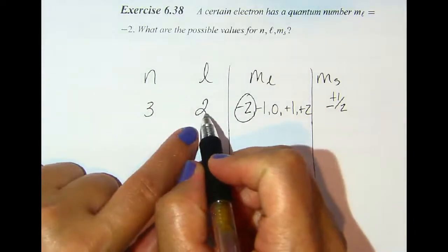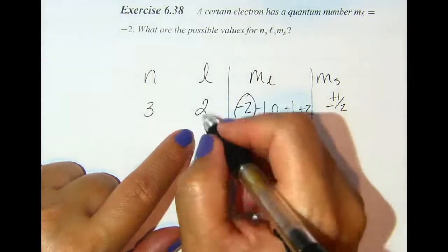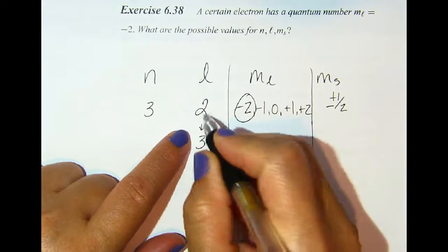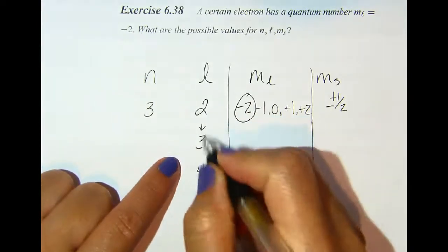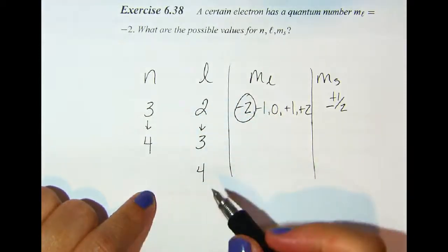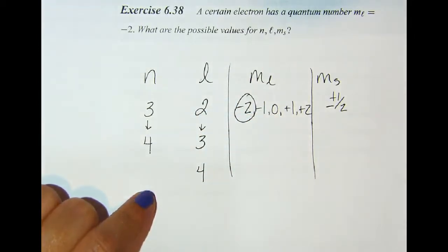And this is the minimum that L has to be, so we could continue forward, and it could be any number. L can be any number greater than 2: 2, 3, 4, etc., which means that N, as long as it's at least 3, can be 3 or anything greater than that.